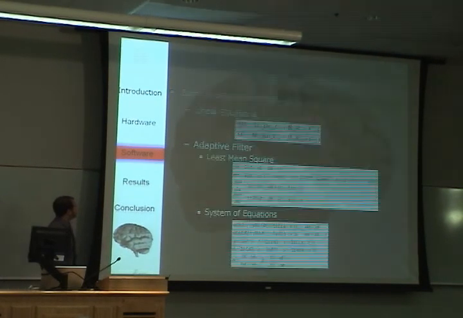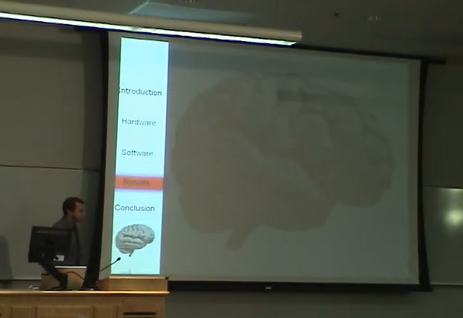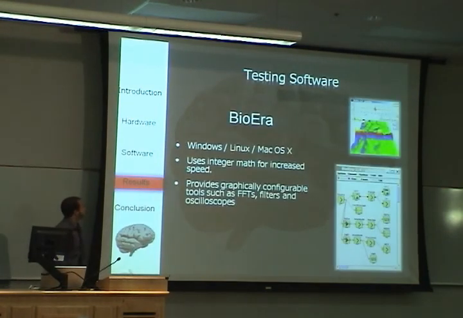Or we could go ahead and begin with the software that Jesse talked about. We needed a tool to calibrate and test our hardware. We chose to use an open source software package called BioEra, which is available for Windows, Linux, and Mac OS X operating systems. It uses integer math for increased speed, and it has tools such as fast Fourier transform, filters, oscilloscopes, things like that.